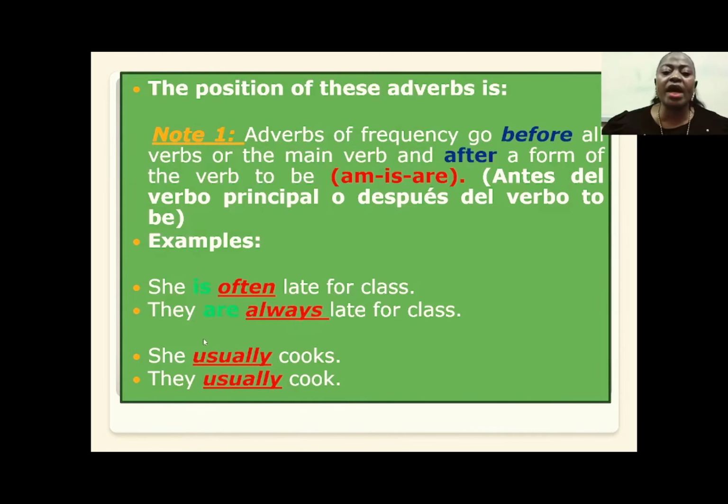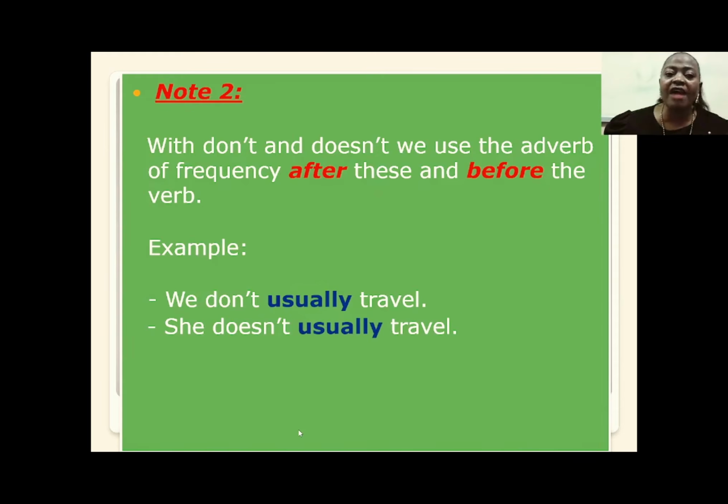But if you look at the other examples, it says she usually cooks. They usually cook, or they sometimes cook. Now you realize that cook is the main verb. So adverbs of frequency come before the main verb, which is cook, but they come after verb to be, which is or are. Okay, so that is the first position of adverbs of frequency.